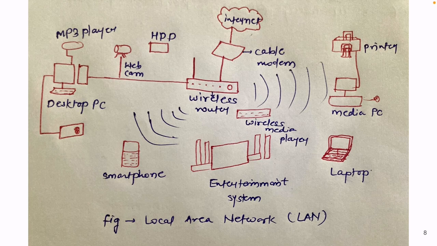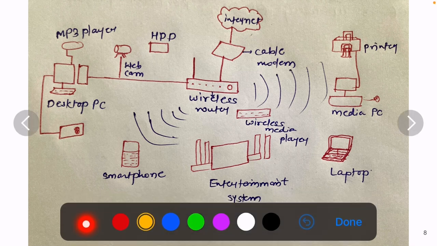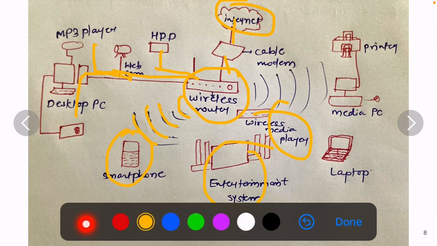Then this is the diagram of a local area network. I'm explaining this diagram. This is the wireless router, then this is the cable modem through which we can access the internet, then this is the hard disk drive, then this is the webcam, MP3 player, desktop PC. Then with the help of the wireless router, a smartphone can be connected, then entertainment system, wireless media player, then media PC, and a printer is connected with the media PC, then a laptop is connected with the wireless router. So this is the LAN network.